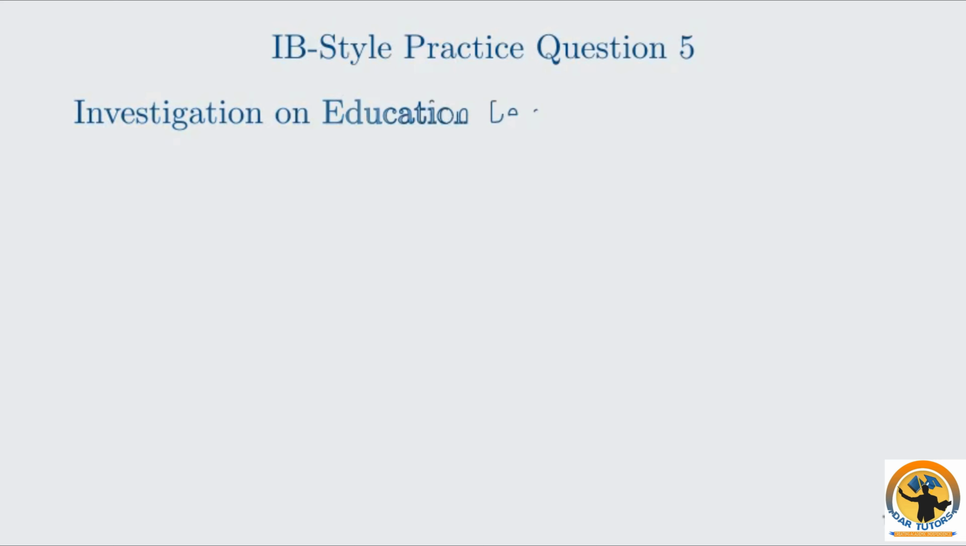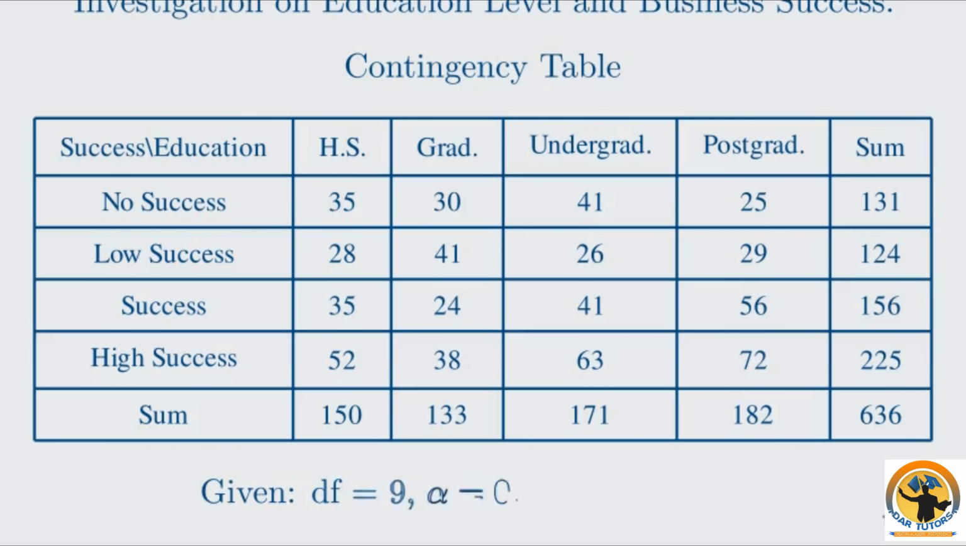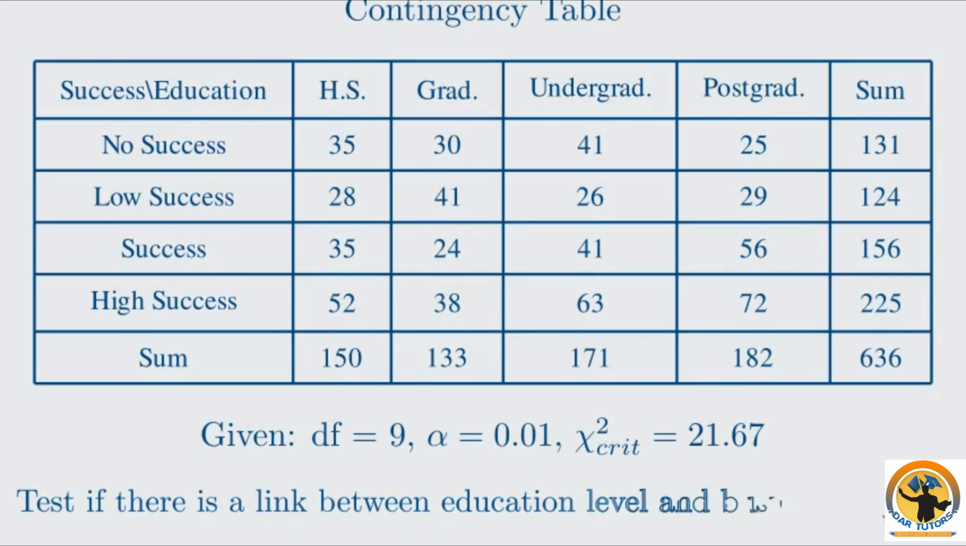For our final practice question, we'll work with a 3x3 table. Our objective is to apply the test of independence to a larger dataset. An investigation considers the relationship between a person's level of education and their level of business success. The results are summarized in this contingency table. The problem states that for this test, there are 9 degrees of freedom and a 1% significance level. The critical value χ² crit is 21.67.